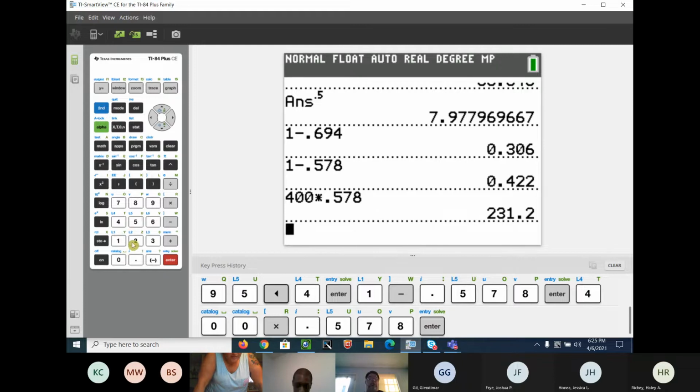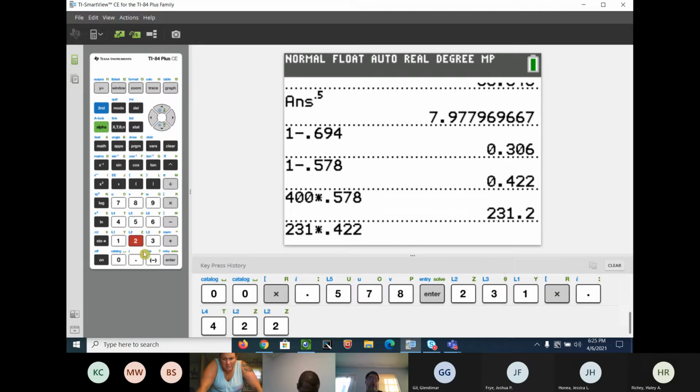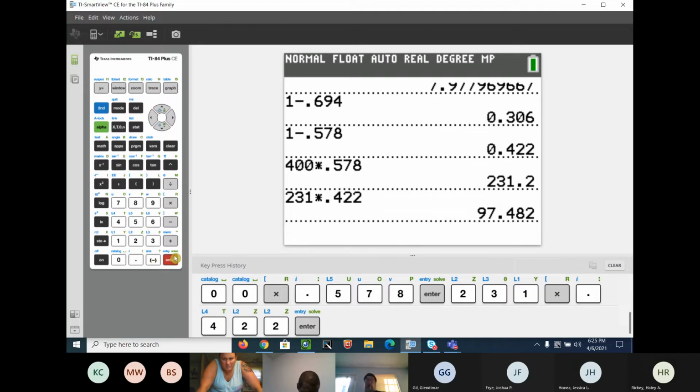How do you do that in a calculator? 231 times 0.422. 97.482. And I don't use the radical, so I change it to 97.482 raised to the 0.5 power. So I need to round that.